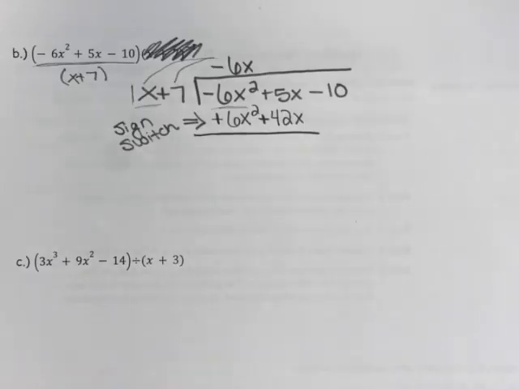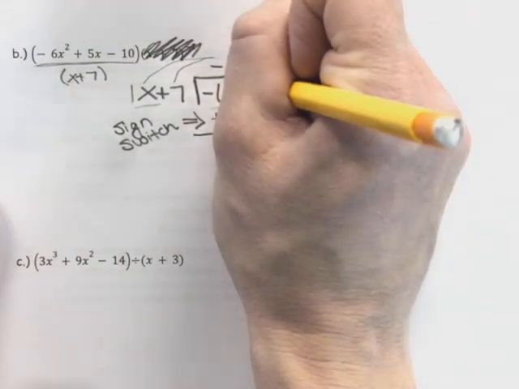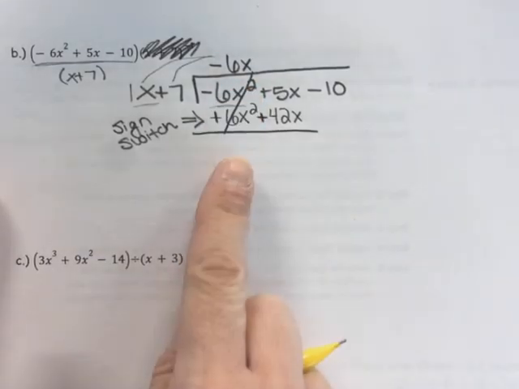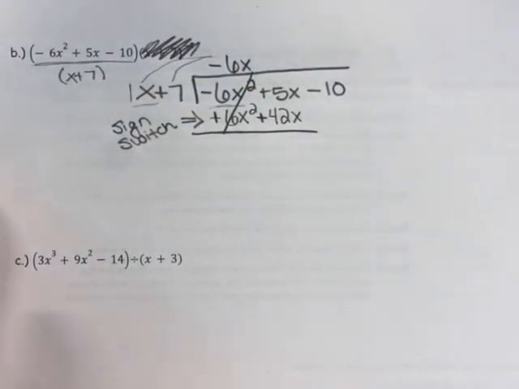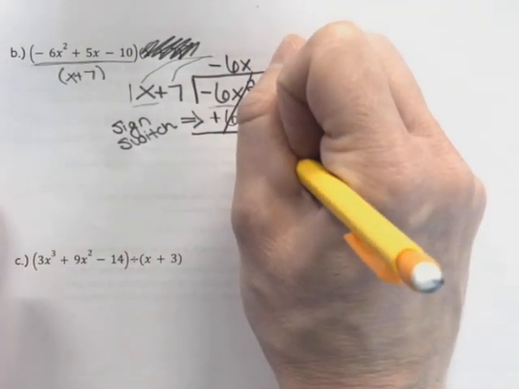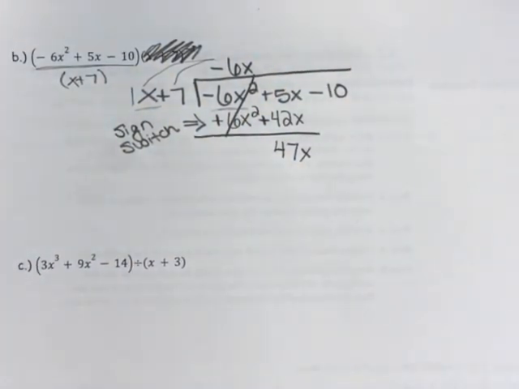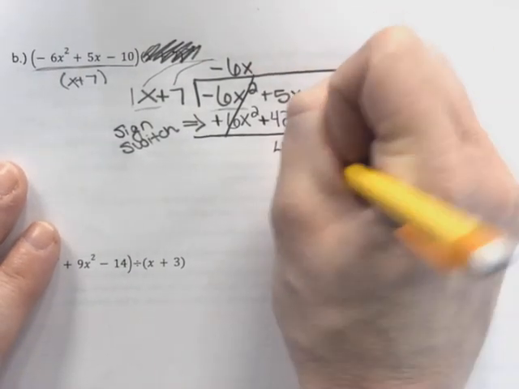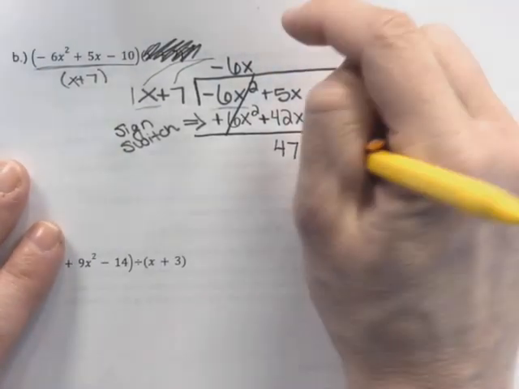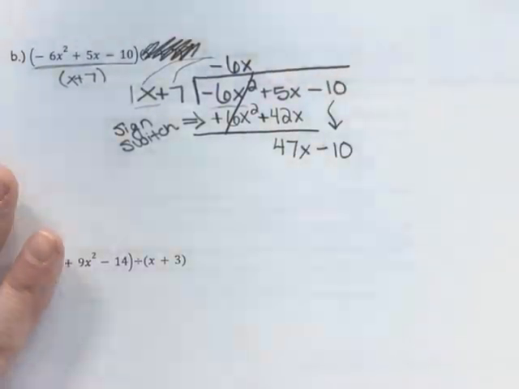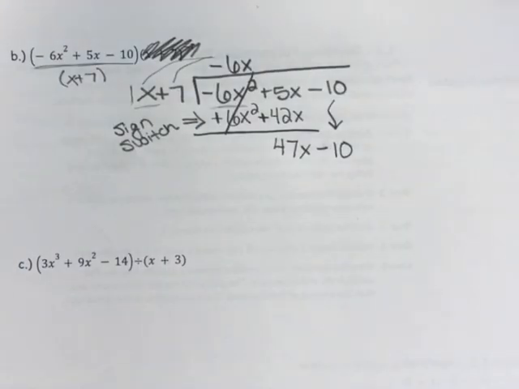Okay. Sign switch. What happens to my 6x squareds? They cancel. 5x plus 42 more x's. How many x's do I have now? 47x. And then just following our rules of long division, what do I do next? Bring down the negative 10. Oops, I almost wrote a plus. I've got a minus 10. So we're definitely going to have a remainder with this one.